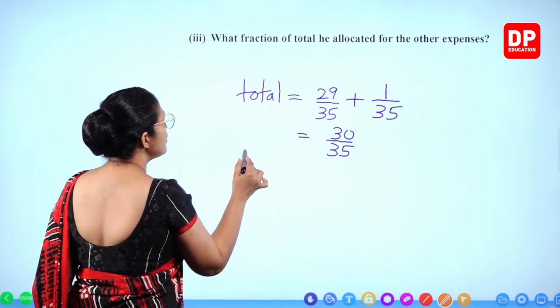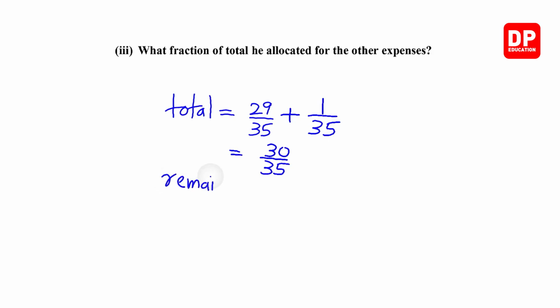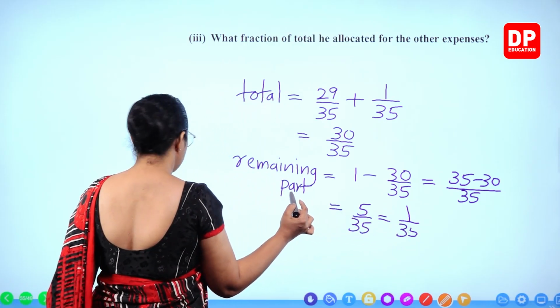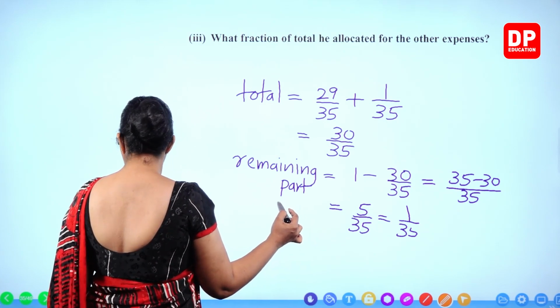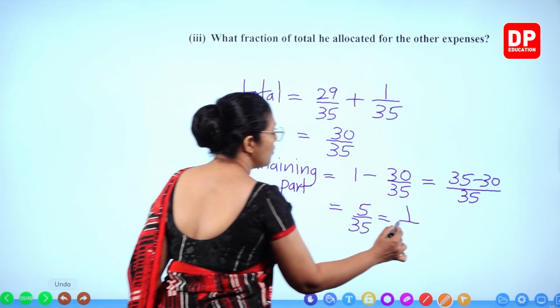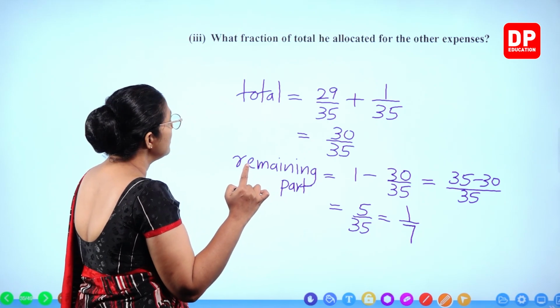So what is the remaining amount? Now the remaining amount is to be divided into two parts. Now the remaining part becomes 1 minus 30/35. That means 35 minus 30 over 35, 5/35. If you want to simplify, you can do that. When you divide by 5, you get 1/7. That's the remaining part.